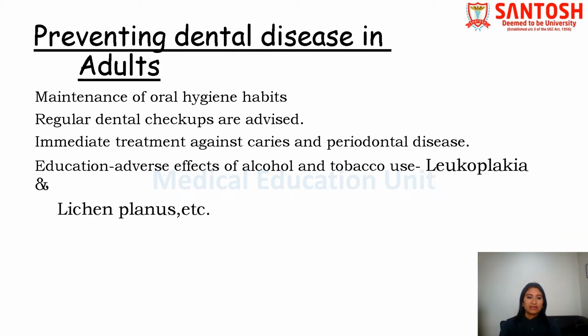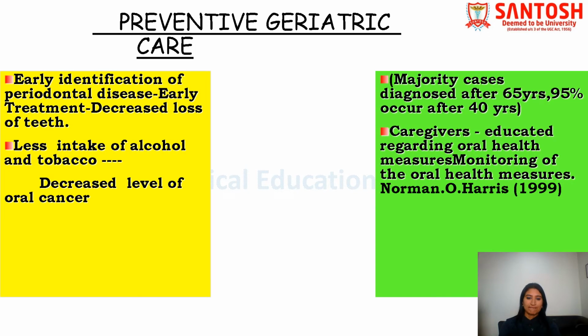Preventing dental disease in adults. Maintenance of oral hygiene habits again. There should be advised regular dental checkups, and immediate treatment against caries and periodontal diseases should be done. Also, they should be educated about the adverse effects of alcohol and tobacco use, which can lead to conditions like leukoplakia and lichen planus.